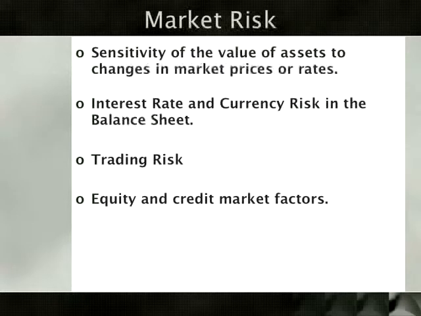The second type of economic capital risk addressed in this section is market risk. Market risk is defined as the sensitivity of the value of assets to changes in market prices or risks. Market risk has come to the forefront in the generation of management information and oversight, establishment of trading limits and control of trading operations, and performance evaluation, asset and resource allocation, including hedging decisions and regulatory reporting and risk oversight. Different market risks occur in trading risk, interest rate and currency risk in the balance sheets, and equity and credit market factors.